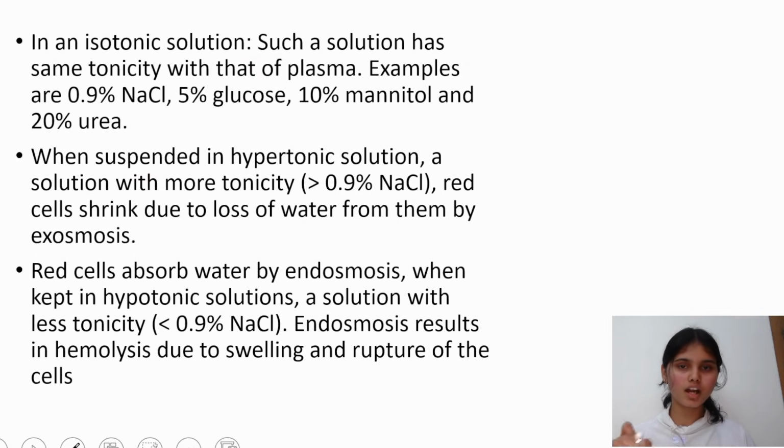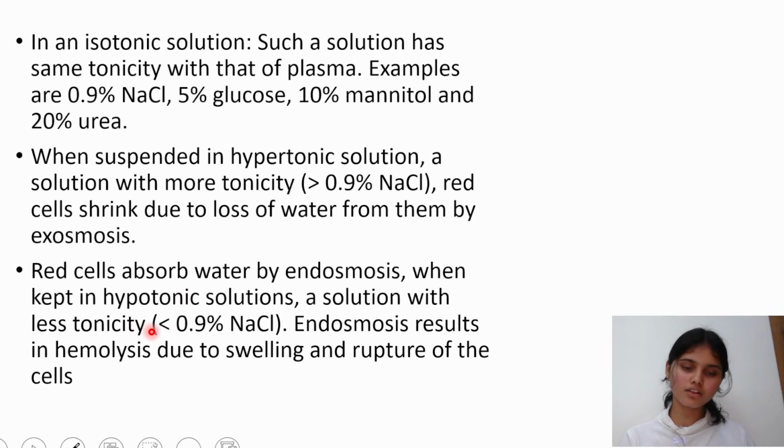But when the RBCs are suspended in a hypertonic solution, a solution with more tonicity, that means more concentration of the solute than the solvent, the red cells shrink due to loss of water from them by exosmosis. The opposite happens in a hypotonic solution.